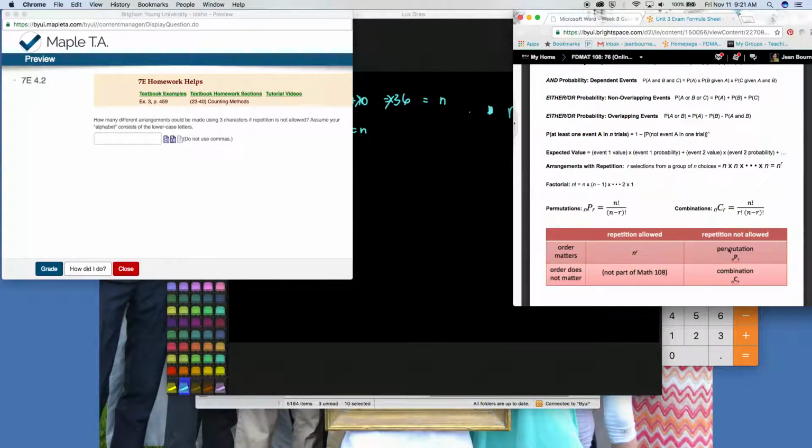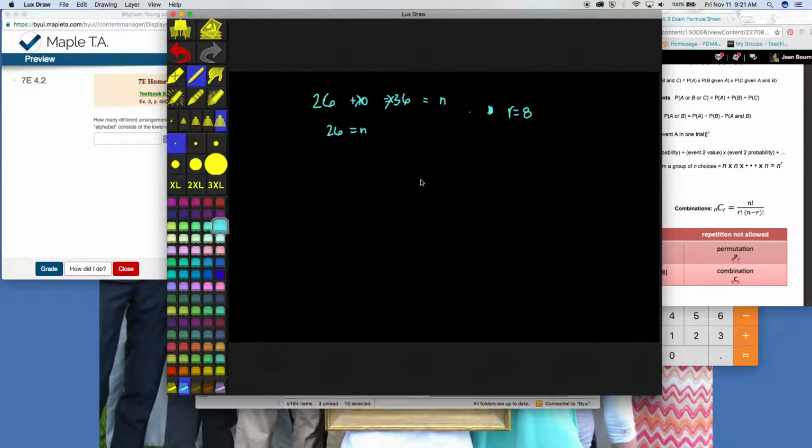So I come to this little chart. It says repetition is not allowed, so it's going to be one of these 2 things. And then we have to decide if order matters. It says different arrangements. What that says to me is order does matter, because I'm going to count ABC as different than BAC, right? So order does matter in this one. So I'm going to use this permutation: repetition not allowed, order matters.